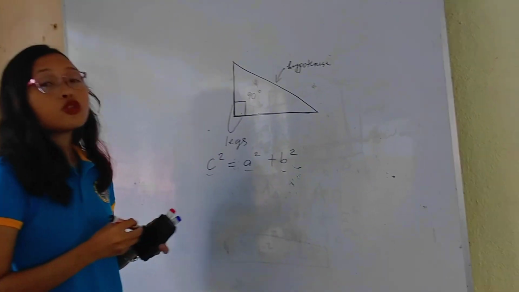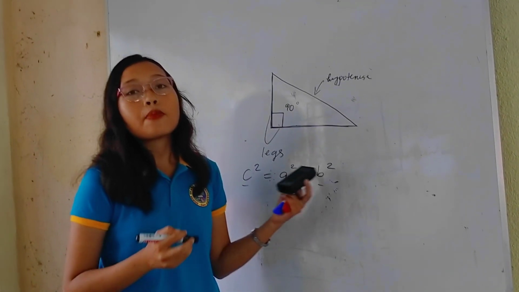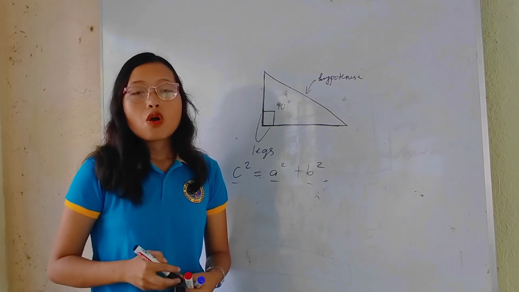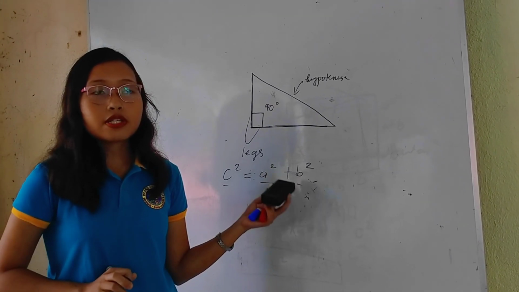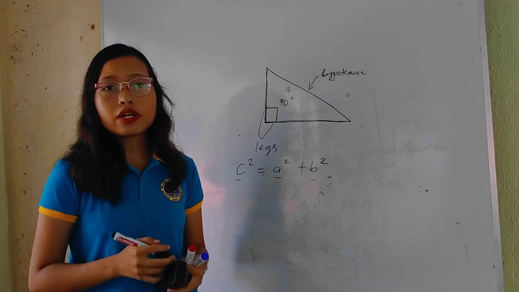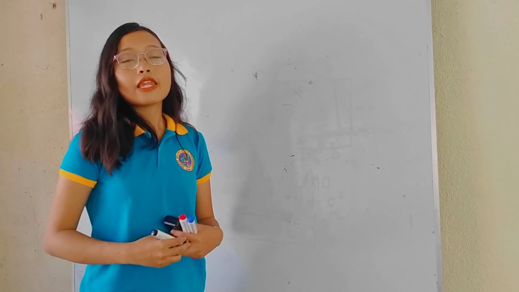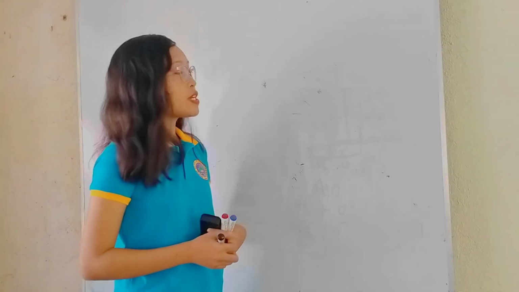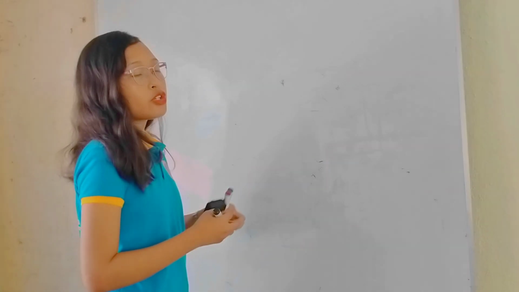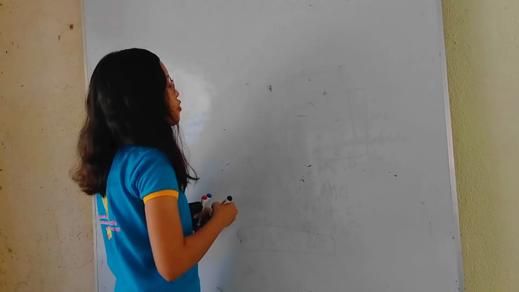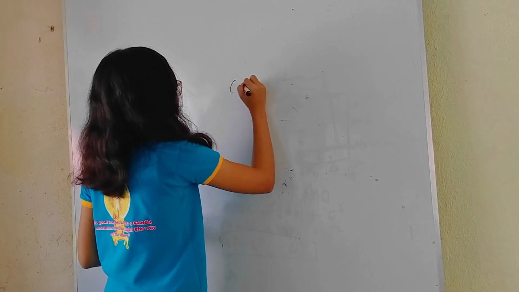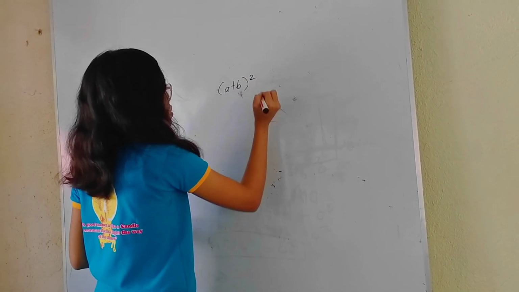Now, since we are being introduced to the Pythagorean theorem, we are going to discuss how it is derived. Now we'll be moving on to understand how the Pythagorean theorem is derived. So this is similar to that of (a plus b) the whole squared.